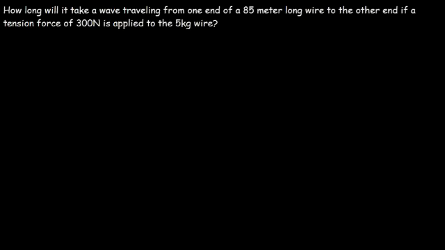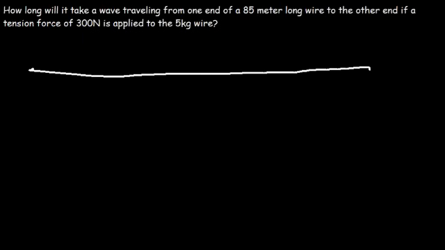How long will it take a wave traveling from one end of an 85-meter long wire to the other end if a tension force of 300 newtons is applied to the 5-kilogram wire? So we need to find the time it takes to go from one end of the wire to the other end. So let's say this is the wire, and this is point A and point B.